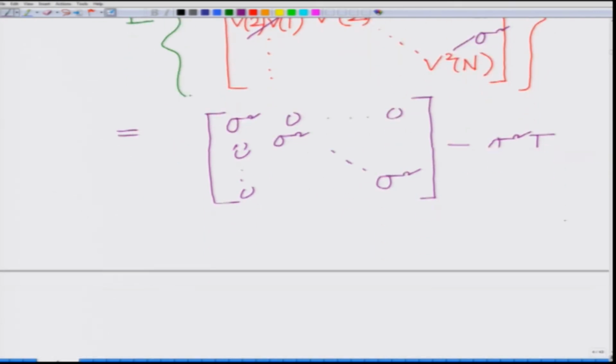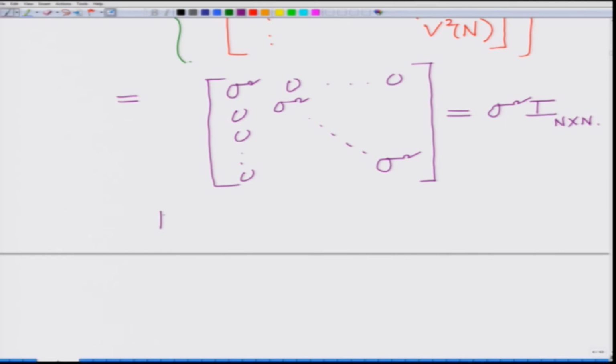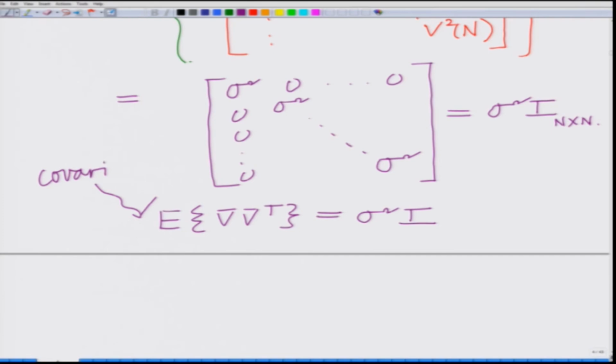Okay. What is this? This is the covariance matrix of the noise vector V bar, that is, the expected value of V bar V bar transpose is equal to sigma square times identity. This we already said is the covariance matrix of the noise vector.